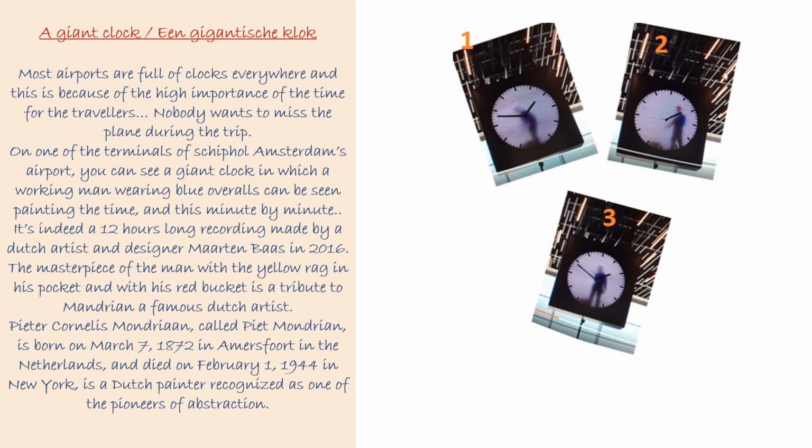You can add this to your Dutch vocabulary. A giant clock is een gigantische klok. We are at the end of our lesson. I hope you enjoyed it and that you're able to say the time correctly in Dutch now.